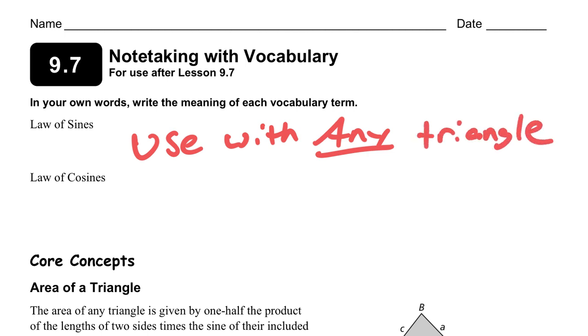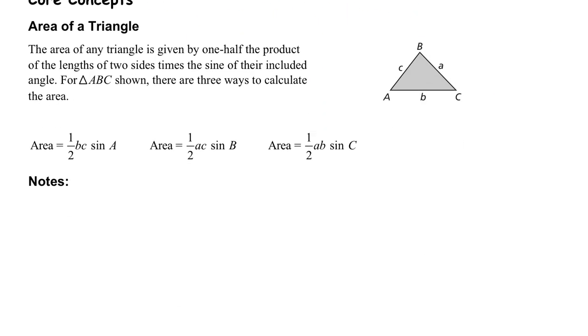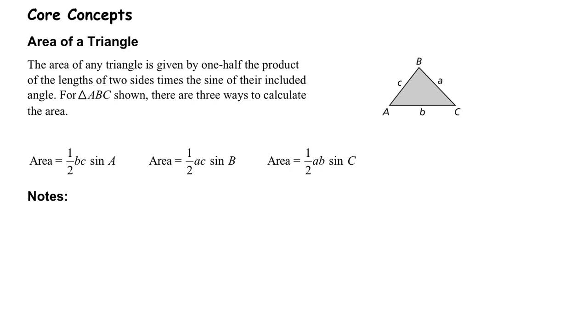So everything we've done to this point has been about right triangles. Now we can have some stuff that works with any type of triangle, if it's obtuse or like an acute triangle. Now, before we get into laws of sines and cosines, we have a new area of a triangle formula.